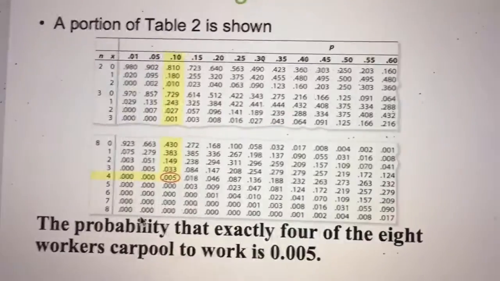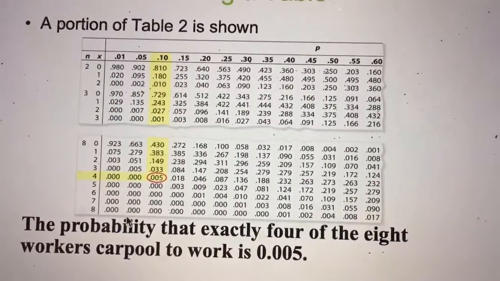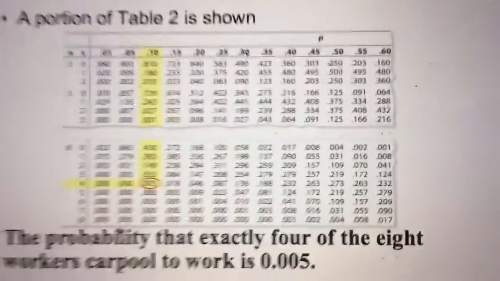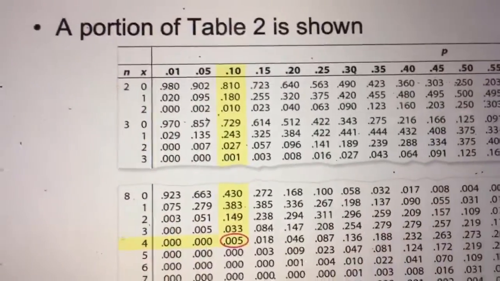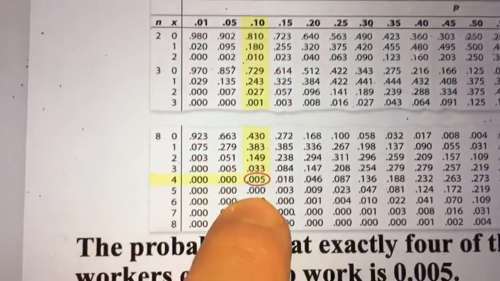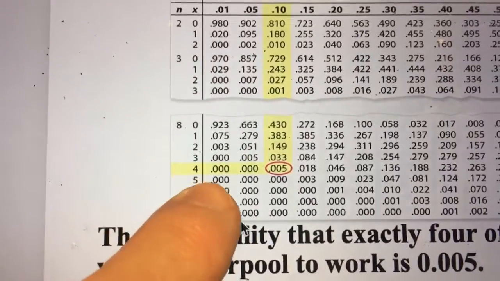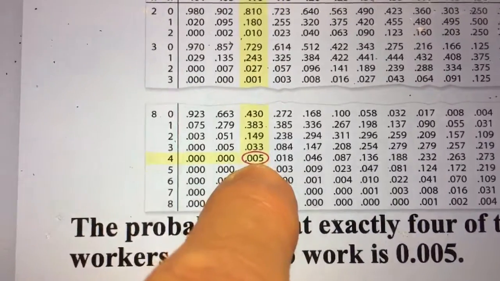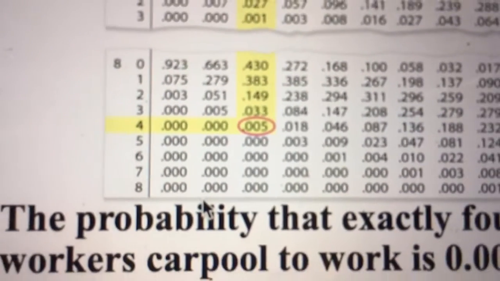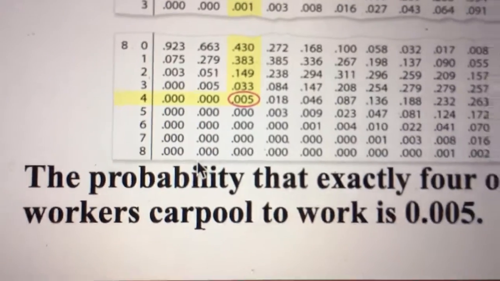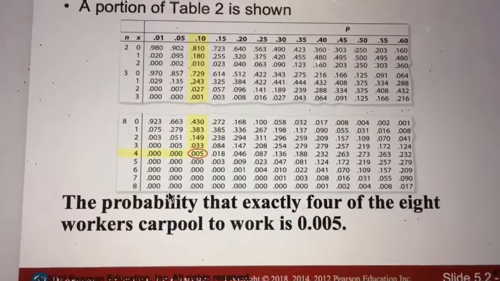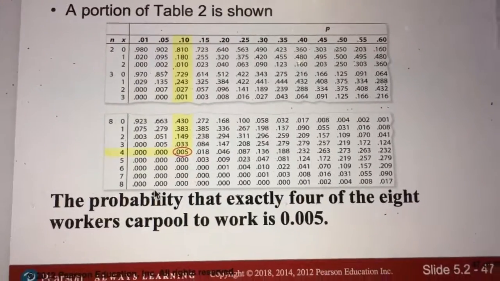Okay, so this one is the table. So the PDF we're doing on the calculator. Sorry about that. This is the table. So we're going to go to the 0.10 column and follow it down. We're going to go across under 8 and 4 across there. And we got 0.005 is the probability that exactly 4 of the 8 workers carpool to work.